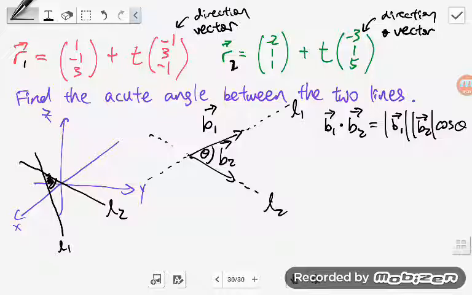And I want you guys to try this out, and your angle should be 87.1 degrees. Since they only want the acute angle, we just have to give them the acute angle, which is 87.1 degrees. And that is the angle between the two lines.